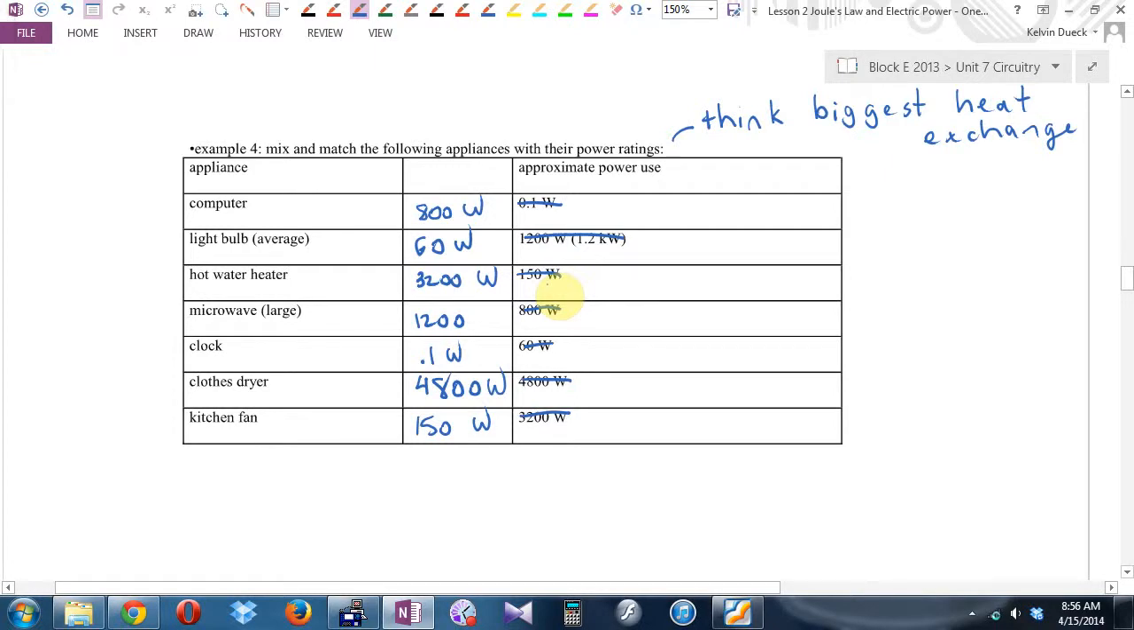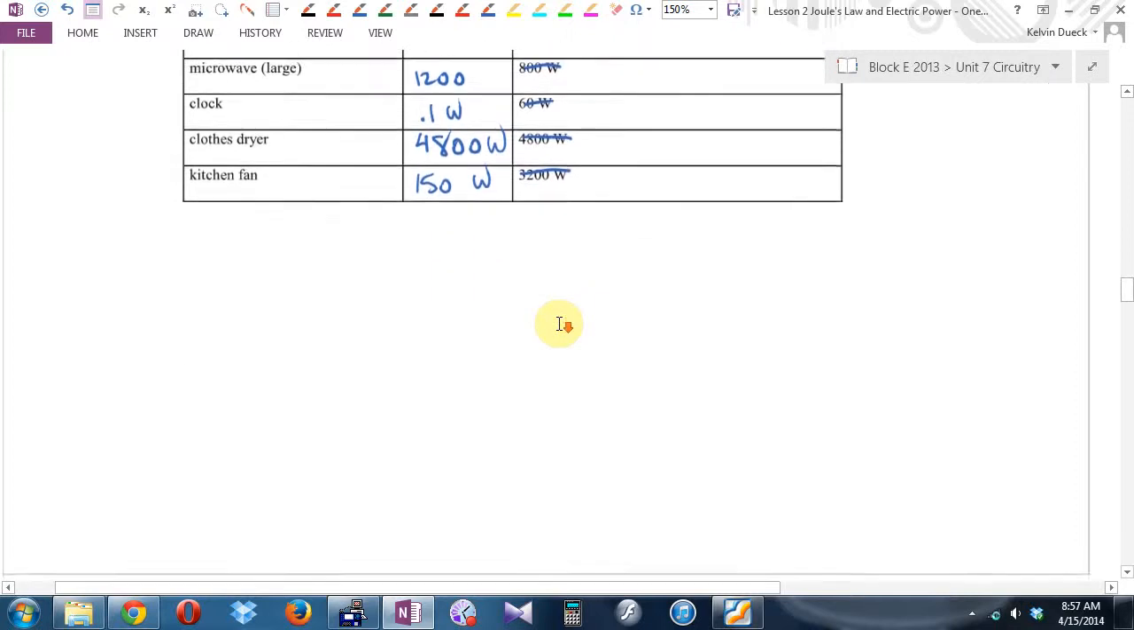On the old Physics 12 provincial, a classic multiple choice question is they would give you 4 appliances and they would say, circle the appliance that would likely have the highest wattage or the lowest wattage. And all you were saying is, well, which one of these moves the most heat or the least heat? It gives you an idea of what's really big and really small.